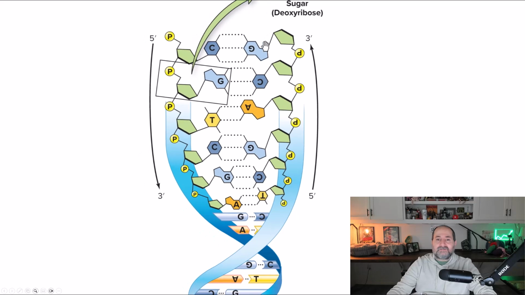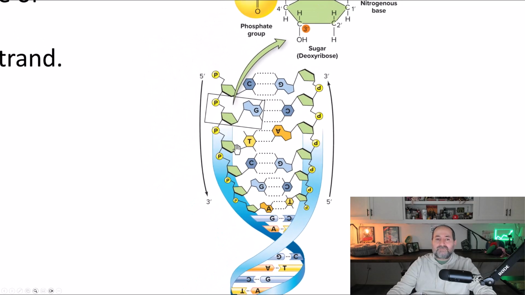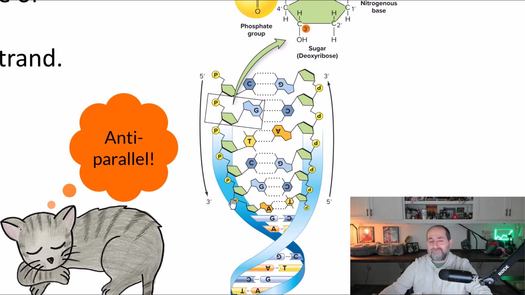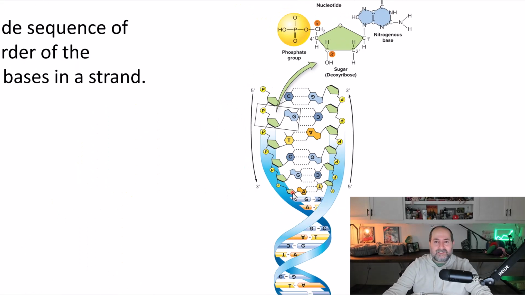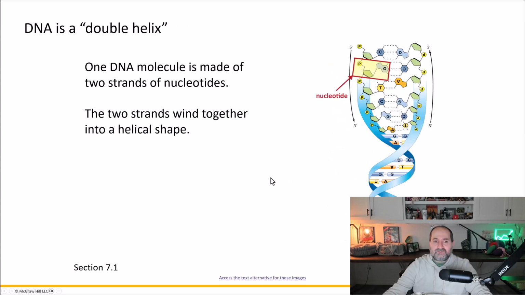Okay, and let's see if you can beat Wicket on this one. Do both the strands of DNA go in the same direction? So are they parallel? Or do the two strands of DNA go in opposite directions? Are they anti-parallel? Can you beat Wicket? That's right, Wicket, as always. They are anti-parallel. Very good. The two strands of DNA are anti-parallel. All of these things are good to know for the exam.